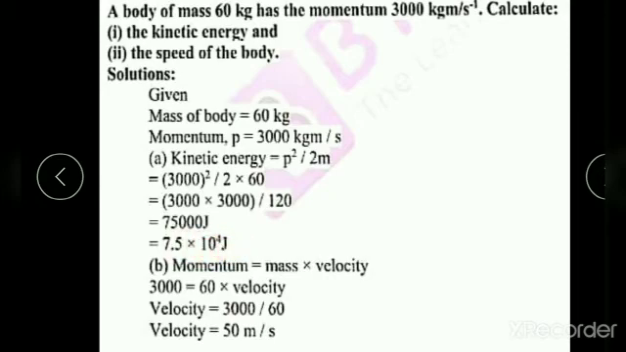Now, the formula to find the momentum: momentum is the product of mass and velocity, so momentum equals mass into velocity. You know the momentum and the mass, and you have to find only the velocity. Keep the velocity on one side and send the mass to the other side, so velocity is momentum divided by mass. Momentum is 3000 divided by mass 60. When you divide, the zeros cancel. 6 1s are 6, 6 5s are 30. So you get 50 meters per second as the velocity.